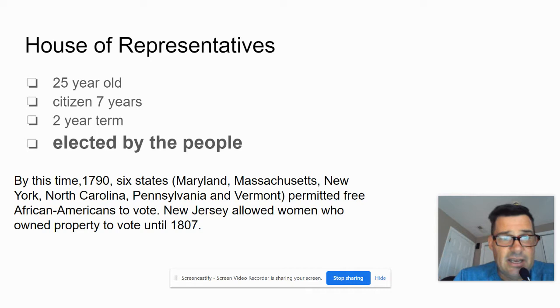By 1790, 6 states, Maryland, Massachusetts, New York, North Carolina, Pennsylvania, and Vermont, permitted free African Americans to vote. And New Jersey allowed women who owned property to vote until 1807. So there actually were women in New Jersey who could vote at the founding of the country.